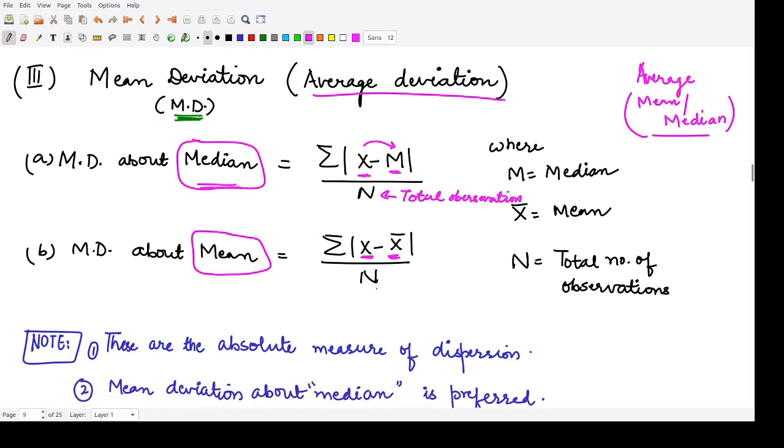So here you should note that this is also the absolute measure of dispersion. Why? Because here the units of this mean deviation is the same as that of the given data.